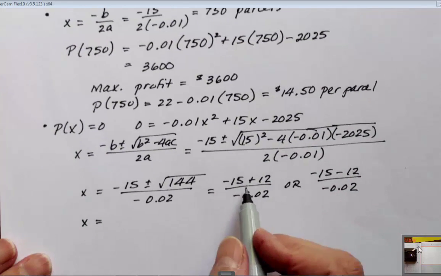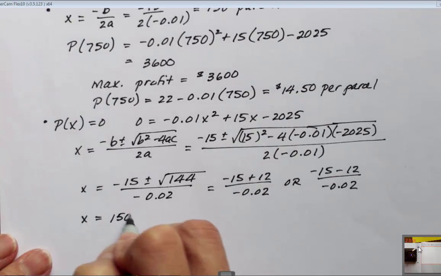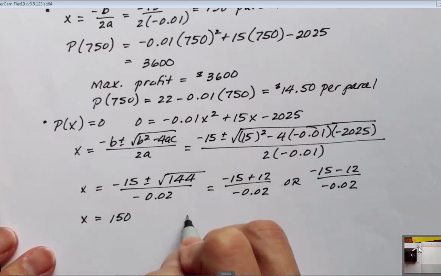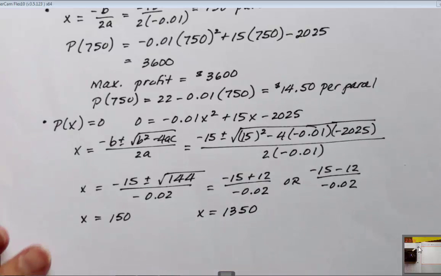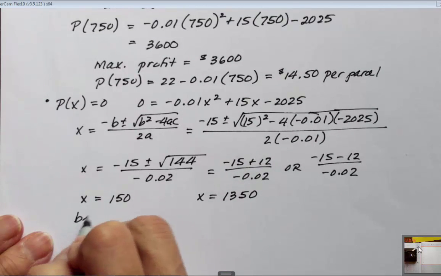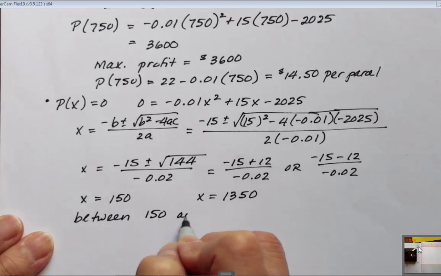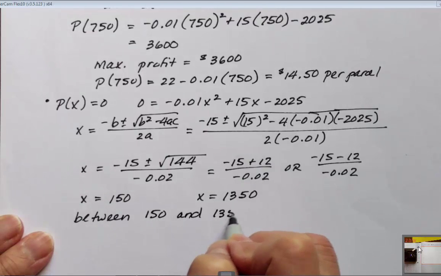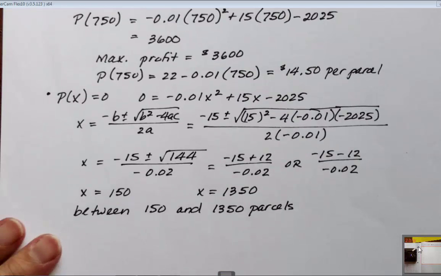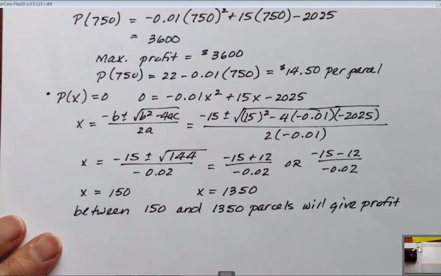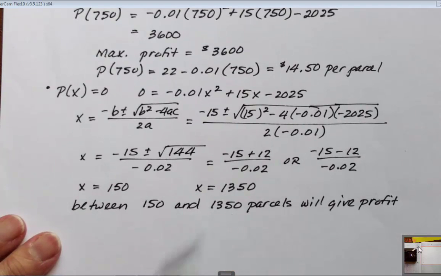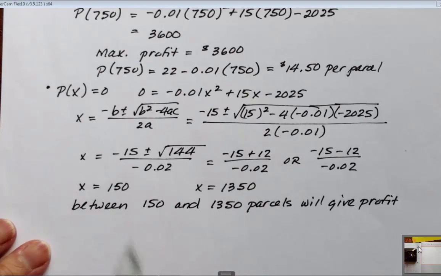The first equation simplifies to 150, and the second one simplifies to 1,350. So that means that if I sell between 150 and 1,350 parcels, I'll be making a profit. Anything below those values, I'll be taking a loss, and right at those values is where I'm going to be at 0 profit.